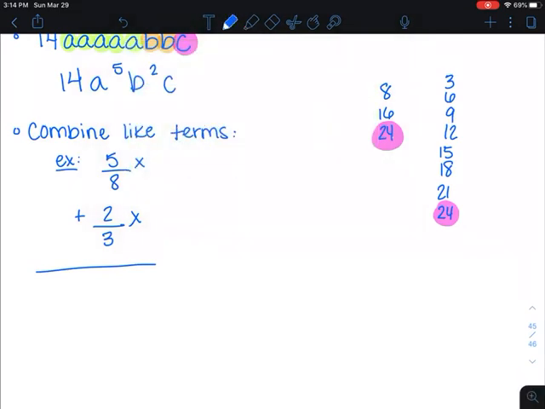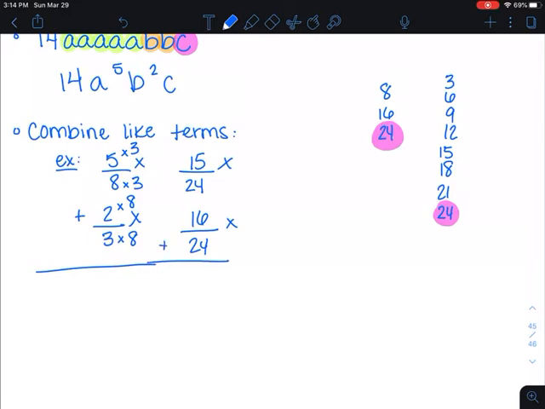Alright, so to get to 24, 8 times 3 is 24, so we multiply the top by 3. And 5 times 3 is 15. So 5/8 x became 15 over 24x. And to get from 3 to 24, we multiplied that by 8. So we multiply the top by 8 as well. And 2 times 8 is 16. Again, we keep our x.